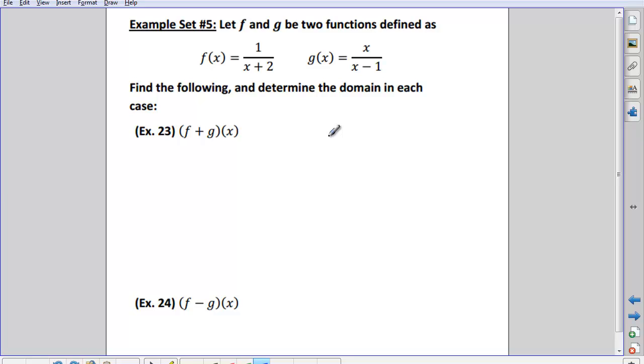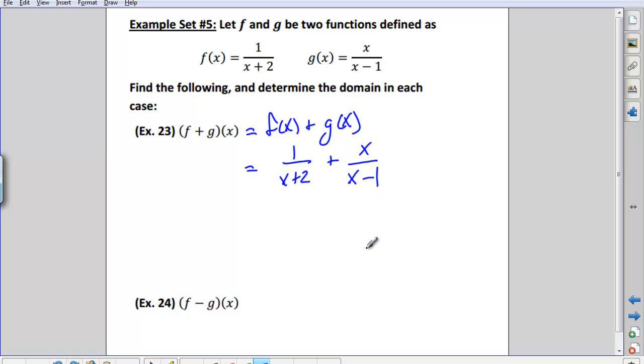So what is f plus g of x here? Notice I've got f of x is 1 over x plus 2, g of x is x over x minus 1. We want to know what's f plus g of x. Well, my definition, if you'll remember, is f of x plus g of x, to add those two, and so that's just the first function plus the second function.